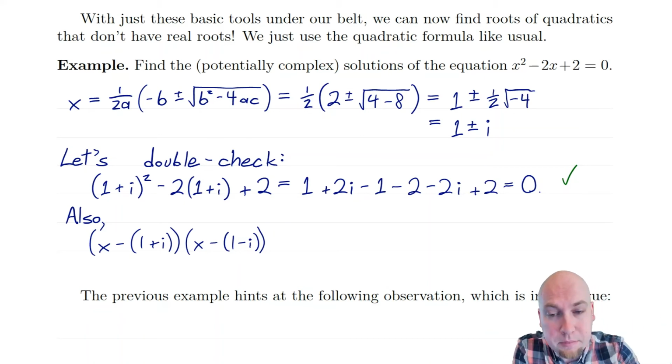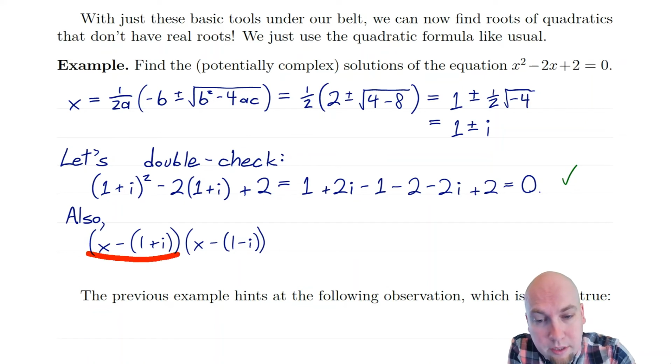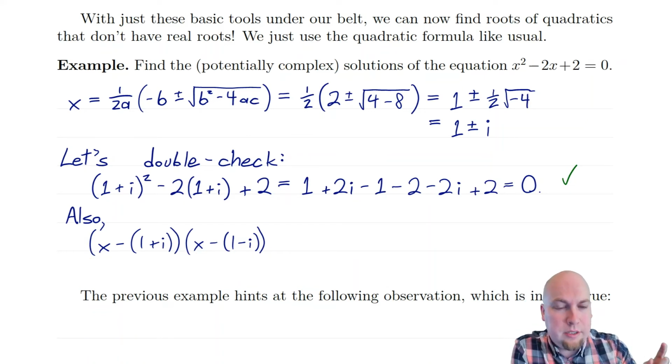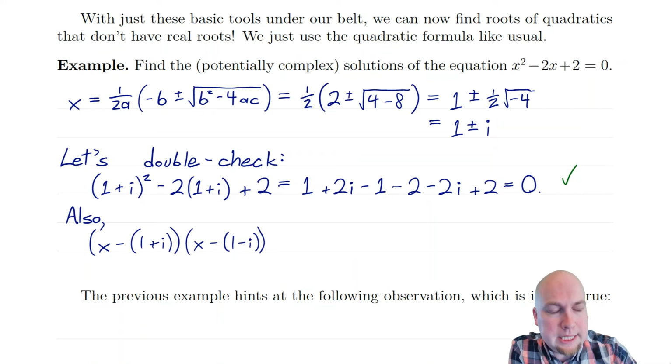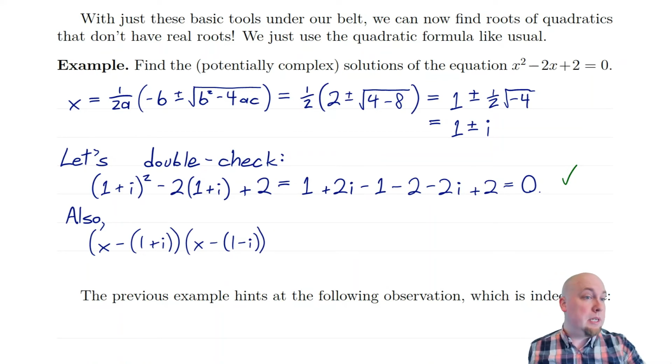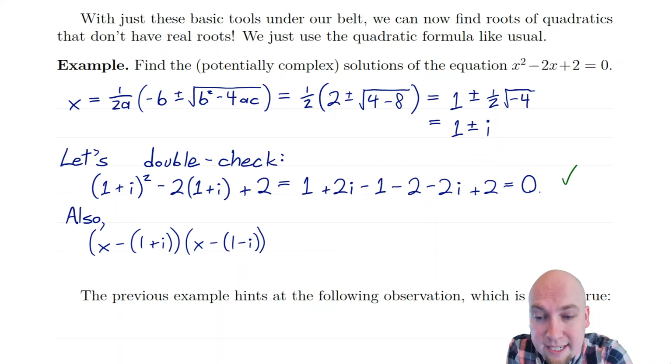With complex numbers, I'm going to do x minus one of the roots times x minus the other root, so 1 plus i and 1 minus i. And if I multiply that out, I'm going to see that I get exactly this polynomial, x squared minus 2x plus 2. So let's do that multiplication. Expand out these brackets.